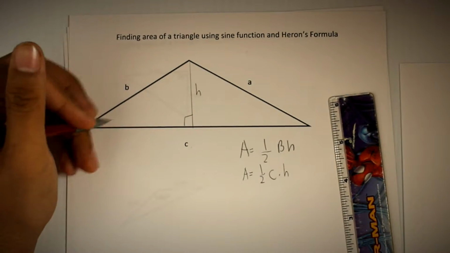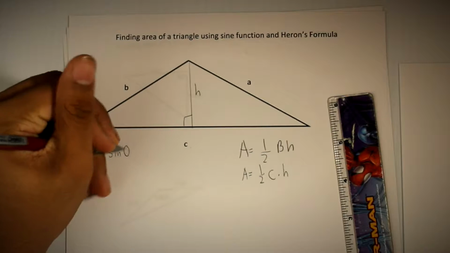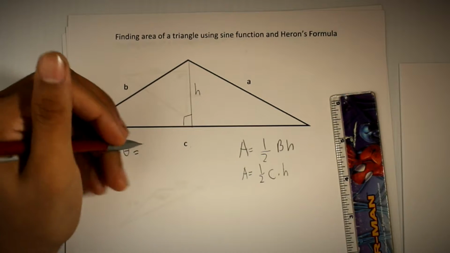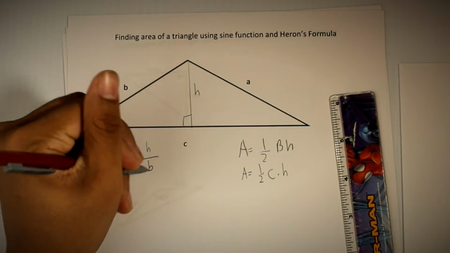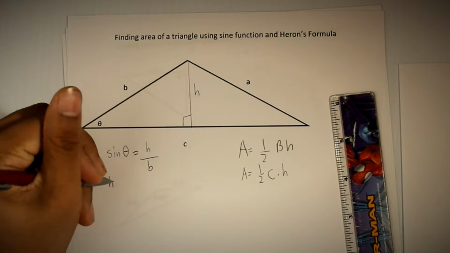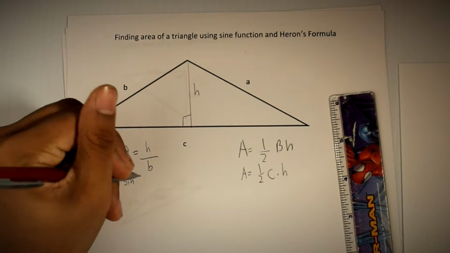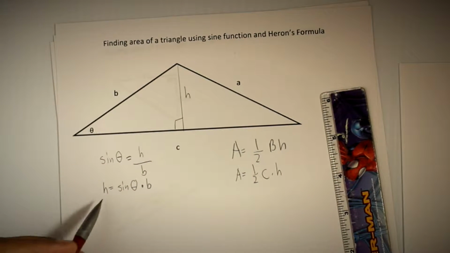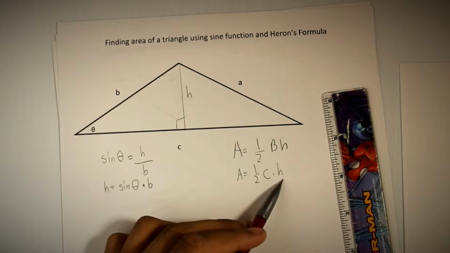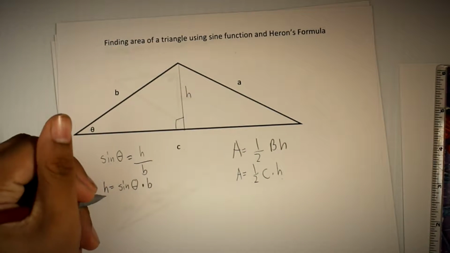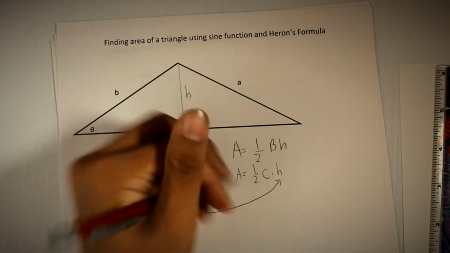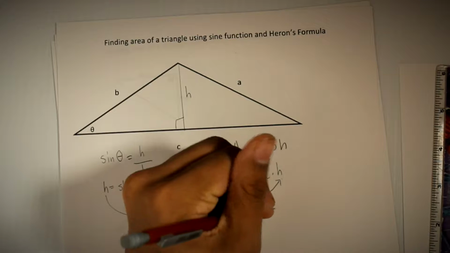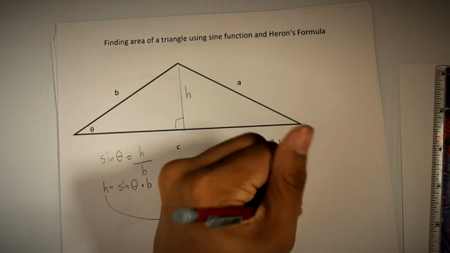So, sine of theta equals opposite over hypotenuse. So B is our hypotenuse, H over B. You solve for H, so H would equal sine theta multiplied by B. And then from that, we can get this height, and we can plug it back into the regular area of a triangle equation. And then finally, A equals 1/2 times B times C times sine theta.